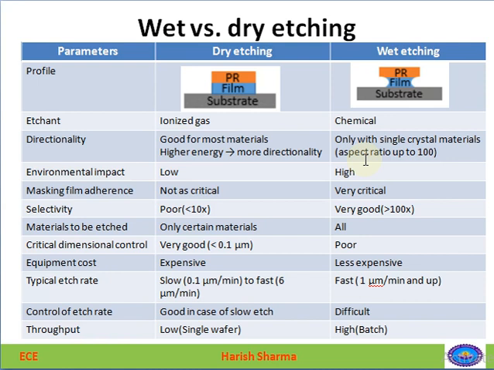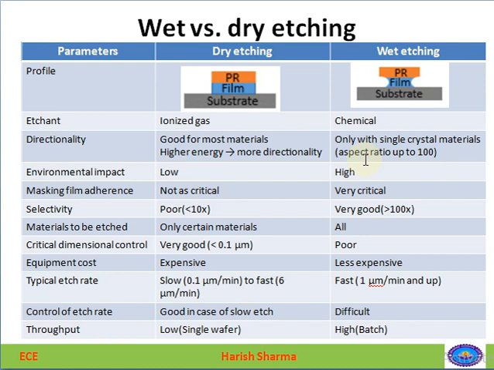Selectivity in wet etching is very good, more than 100x, and in the case of dry etching it's poor. For the material to be etched, only certain materials can be etched with dry etching, while in wet etching almost all materials can be etched. The critical dimension control is very good in dry etching; we can etch in a particular direction, but in wet etching it is very poor. Equipment cost, no doubt, is much lower in wet etching, and in dry etching we require a vacuum enclosure, so it's expensive.